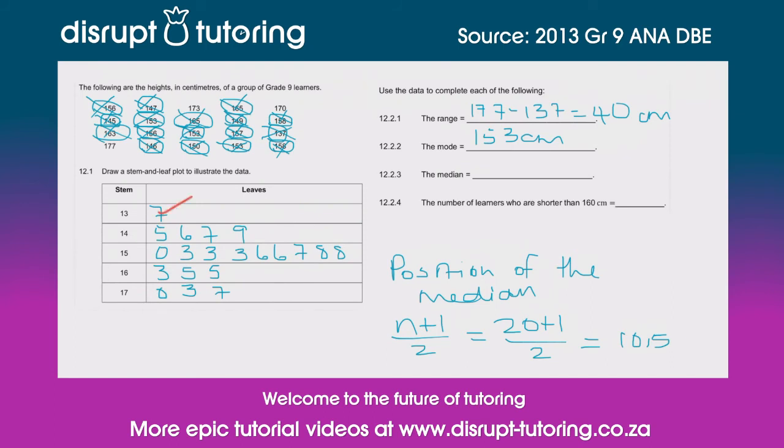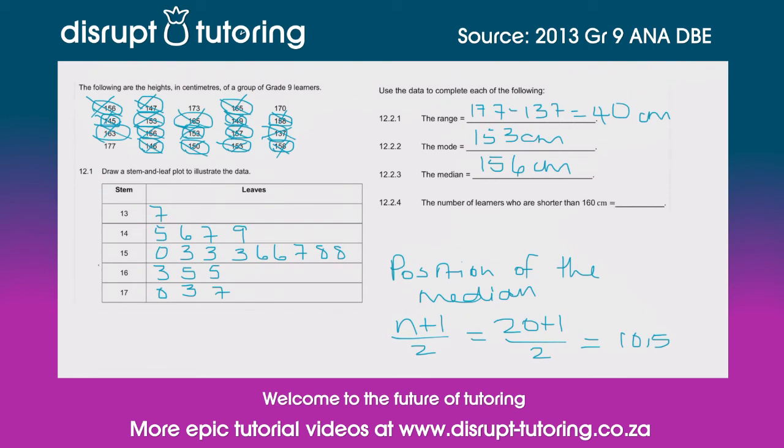So let's count together. 1, 2, 3, 4, 5, 6, 7, 8, 9, 10, 11. So we know that it's at 10.5, which is between 10 and 11. So it's these two numbers that we need to add up and divide by 2. Luckily, it's the same number. So if we add them up and divide by 2, we will get the same number of 156 centimeters.